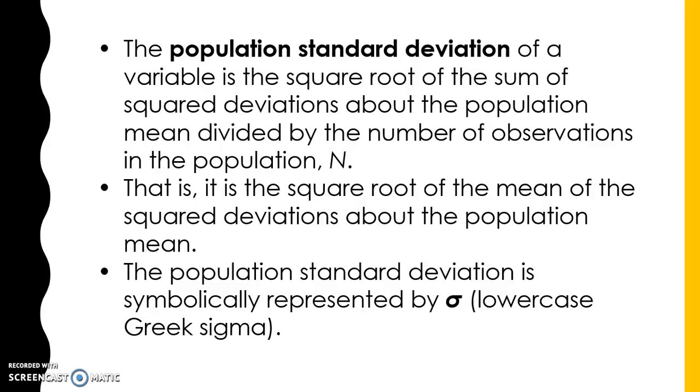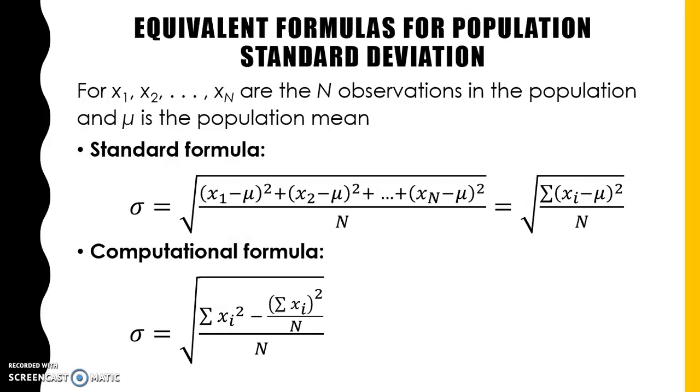Another measure is called standard deviation. Again, we have one for population and one for sample. But this time they're computed slightly differently, and again the technology will compute these for you. There are different symbols that represent these. The population standard deviation is the square root of the sum of the squared deviations about the population mean divided by the number of observations in the population. So that's the square root of the mean of the squared deviations about the population mean. We use the lowercase Greek letter sigma here to represent population standard deviation.